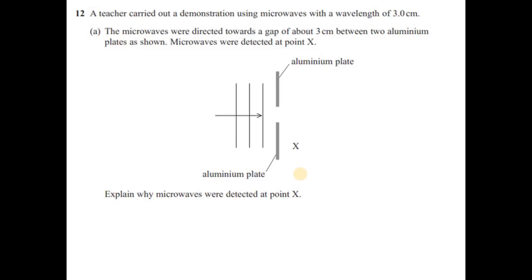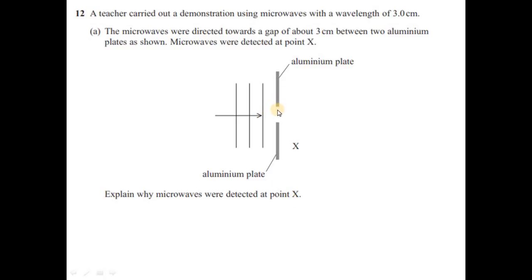A teacher carried out a demonstration using microwaves with a wavelength of 3 centimeter. The microwaves were directed towards a gap of about 3 centimeter between the two aluminum plates as shown. Microwaves were detected at point X. So this is point X, aluminum. Explain why microwaves were detected at point X.